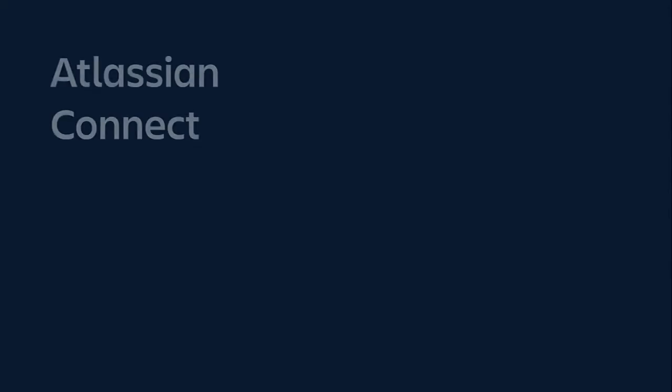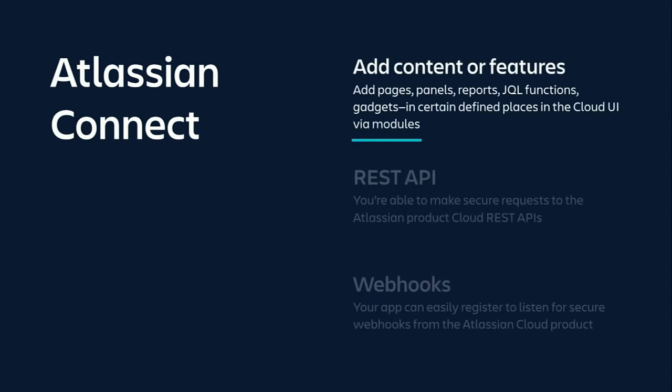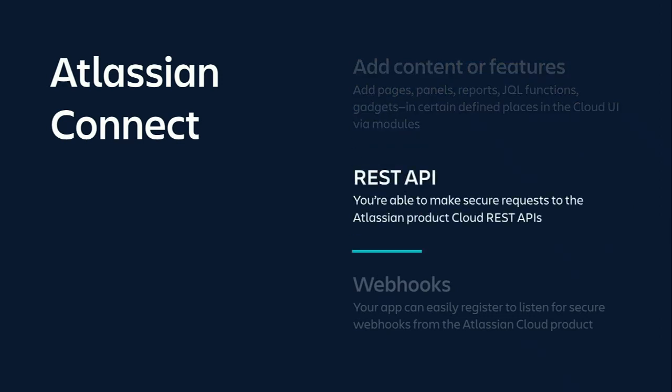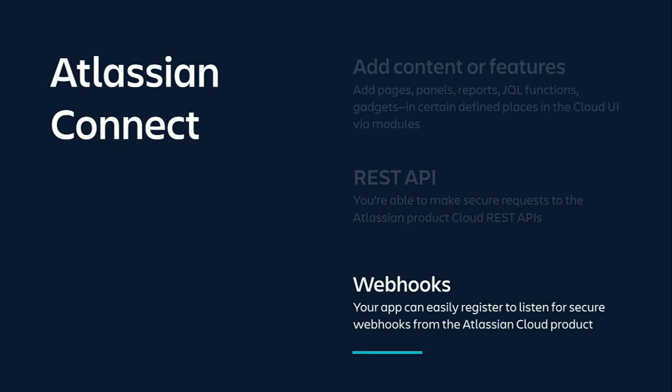So let's take a look at what Atlassian Connect can actually do. It can add content or features via pages or panels, a new report, JQL functions, gadgets, and all of these things are done in certain defined places in the cloud UI via modules. Next, you're able to make secure requests to the Atlassian product cloud REST APIs. And finally, your app can easily register to listen to secure webhooks from the Atlassian cloud product.